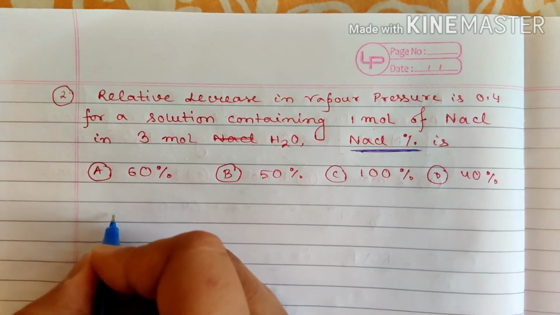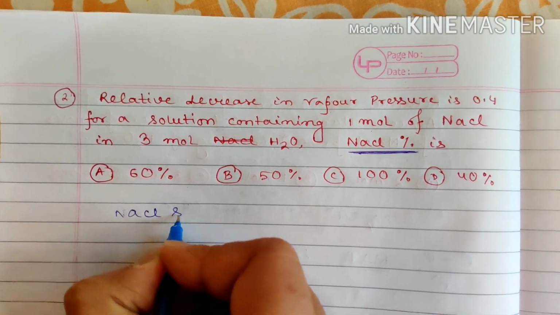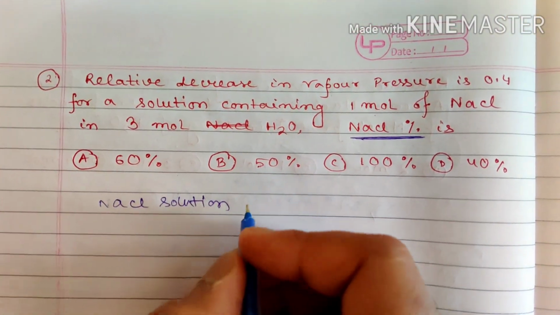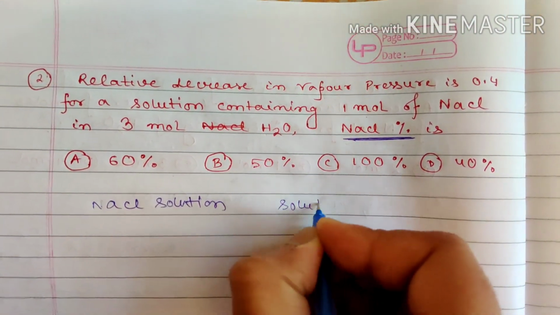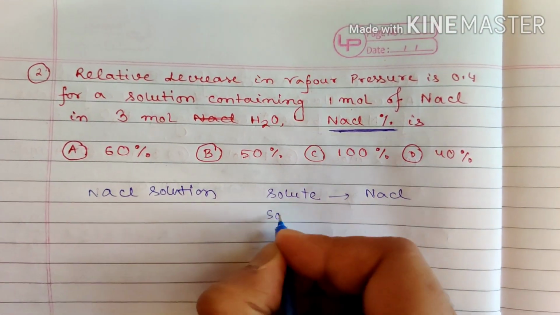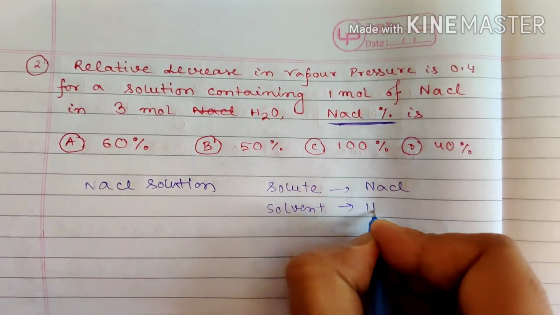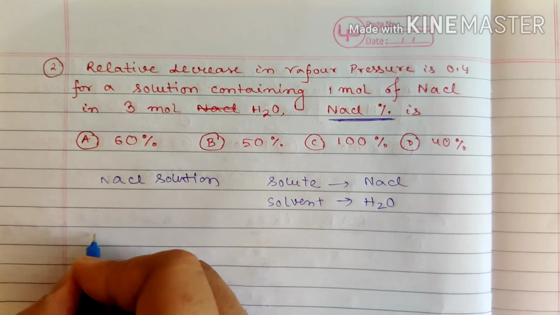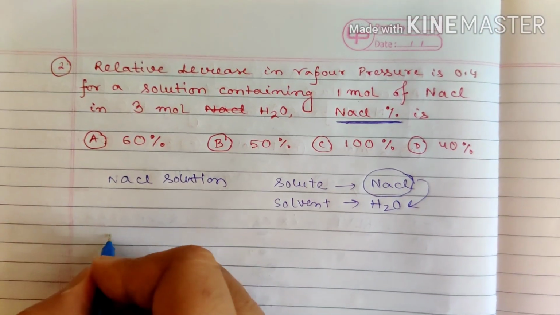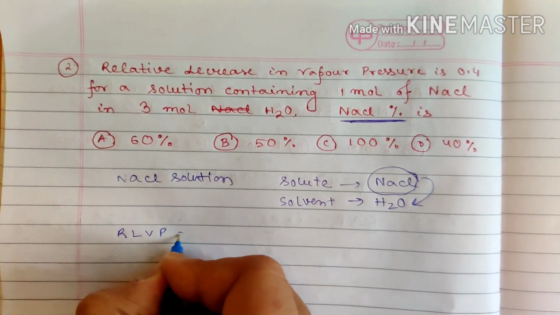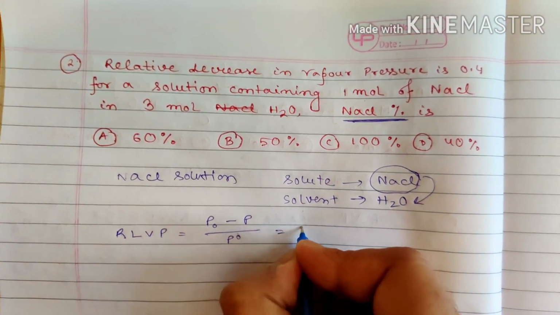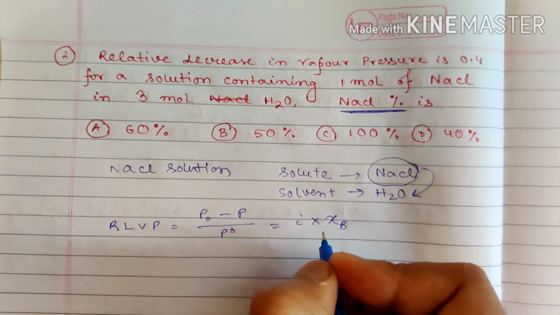Let us find out. It is an NaCl solution. So obviously if the solution is NaCl, that means the solute will be sodium chloride and the solvent will be water. If the non-volatile solute is mixed in water, the relative lowering of vapor pressure will take place. So RLVP, which is P0 minus P divided by P0, is equal to i into X_B. We know that.